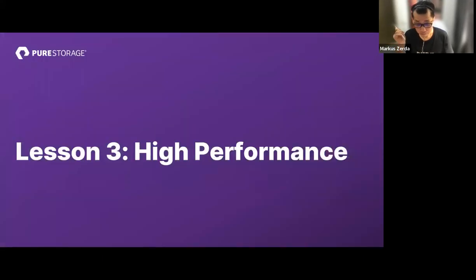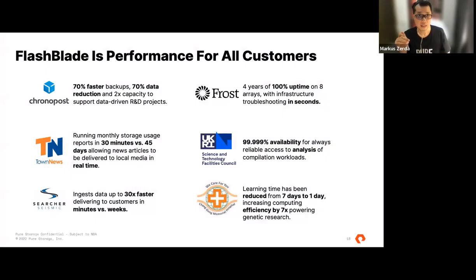Another thing, FlashBlade is a high performance all flash array, and we see a lot of our customers using FlashBlade because of performance. Some of them are Chronopost. Chronopost has 70% faster backups now because they're backing up to FlashBlade. Town News went from 45 days to 30 minutes running storage reports, and that's a huge jump because of the performance of the FlashBlade.